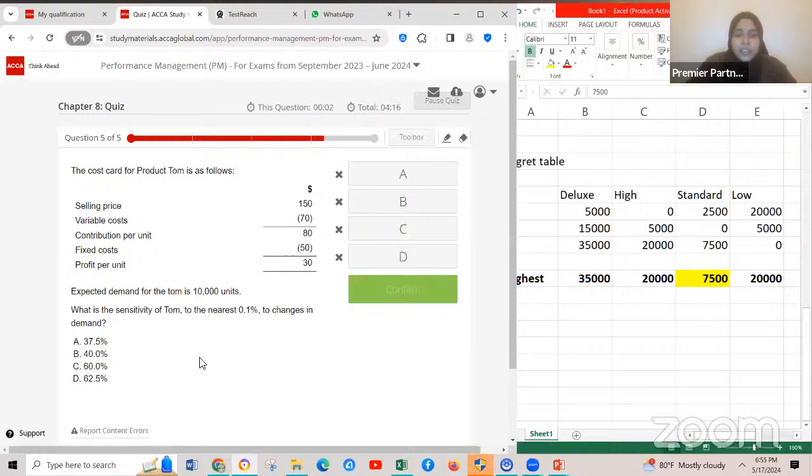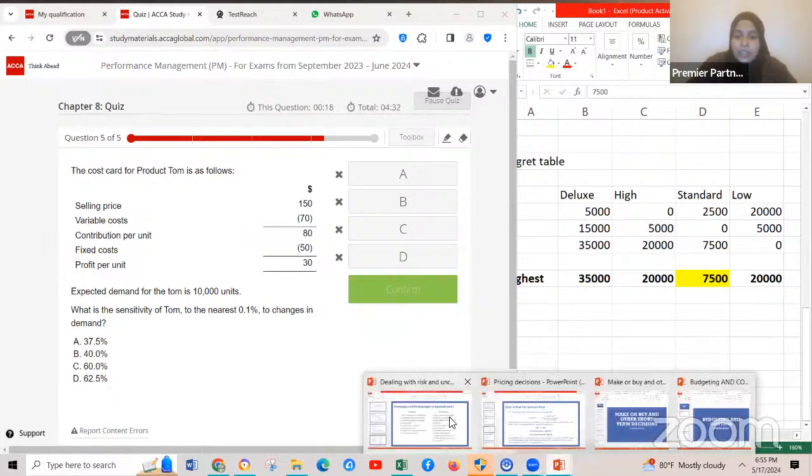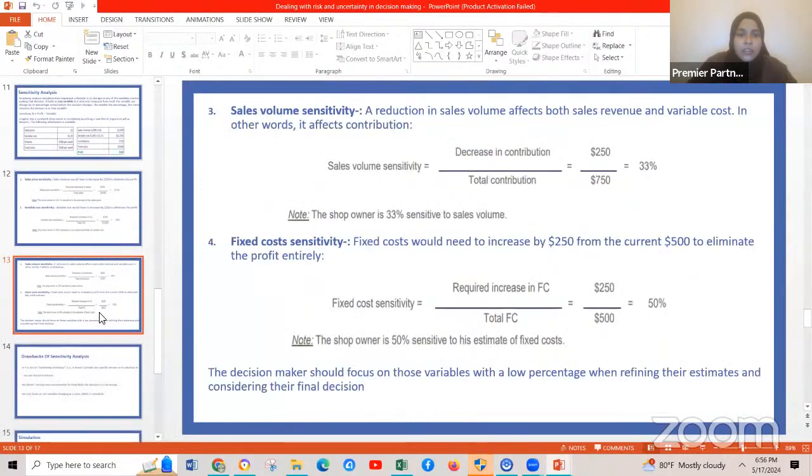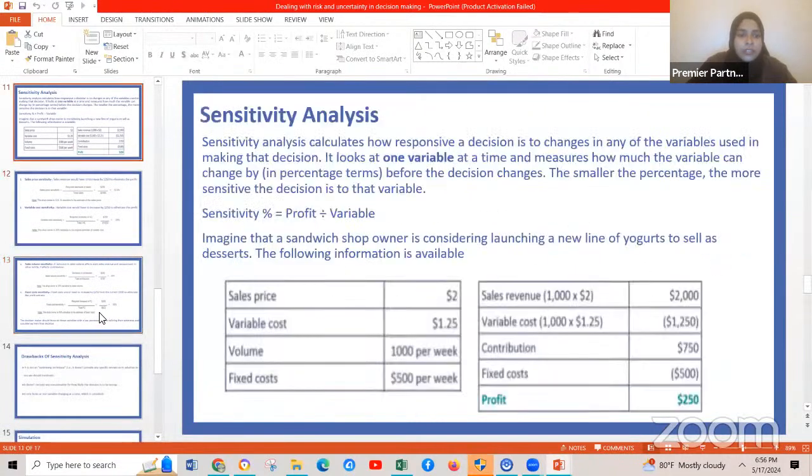Here there's a sensitivity question. The cost card for product Tom is as follows. Expected demand for Tom is 10,000. What is the sensitivity of Tom to the nearest 0.1% to changes in demand? They're asking the demand sensitivity. How do you calculate demand sensitivity?